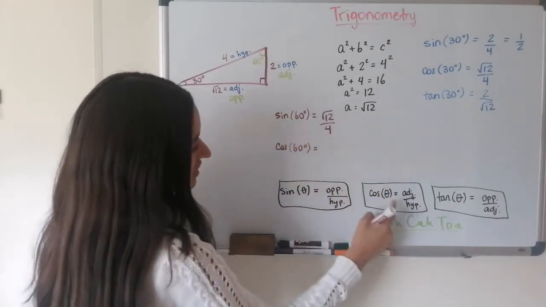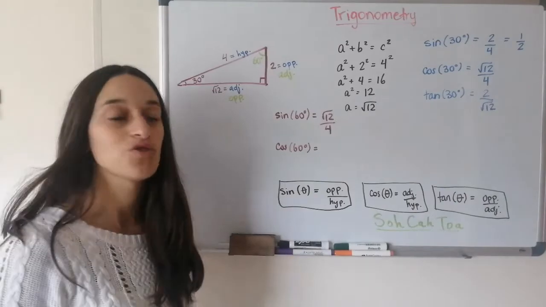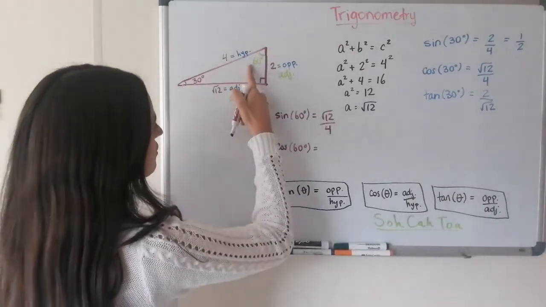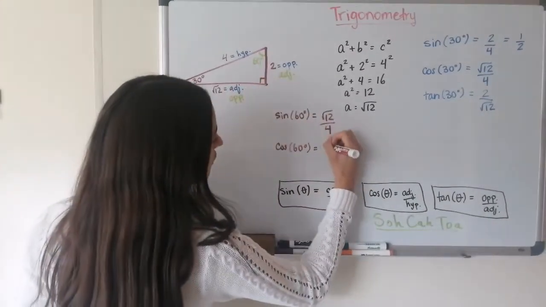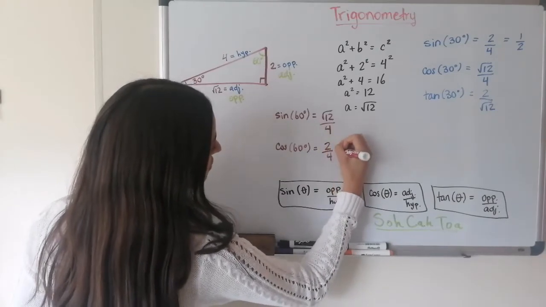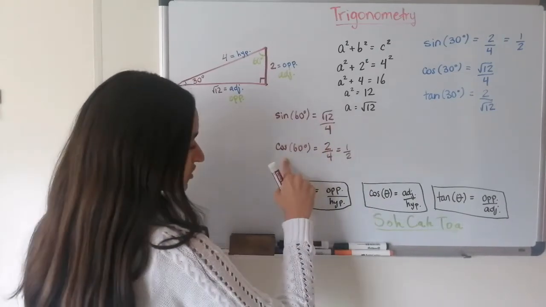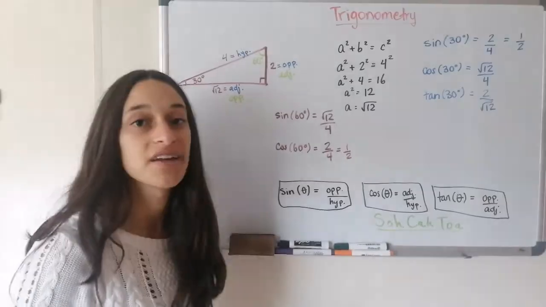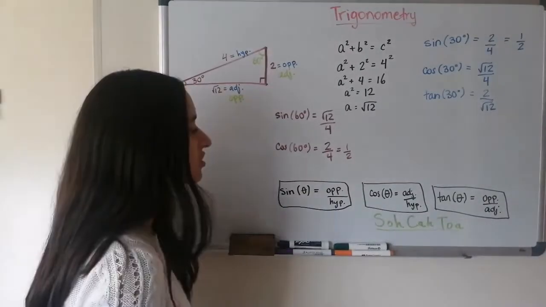Now we have the cosine of 60. The cosine of 60, according to our definition, is adjacent over hypotenuse. So the adjacent to 60 is 2, and the hypotenuse is 4, which is 1/2. So the cosine of 60 is equal to the sine of 30. You can also check this with your calculator.